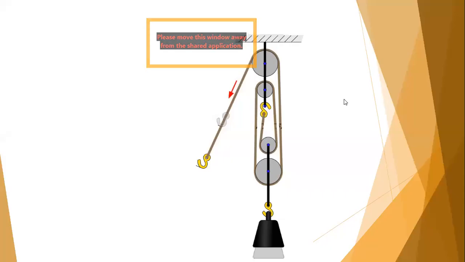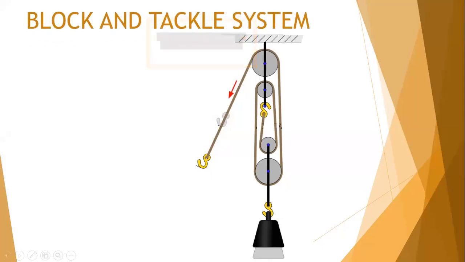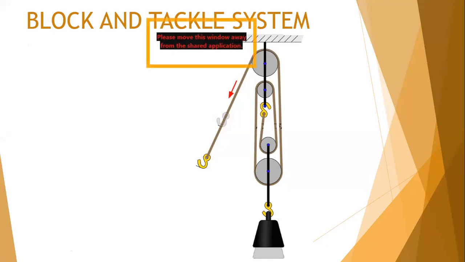So students, today we are going to start with another system of pulley, and this system of pulley is called the block and tackle system. So the topic of our discussion is block and tackle system. Now, how does the block and tackle system work, and why is it called the block and tackle system in the first place?